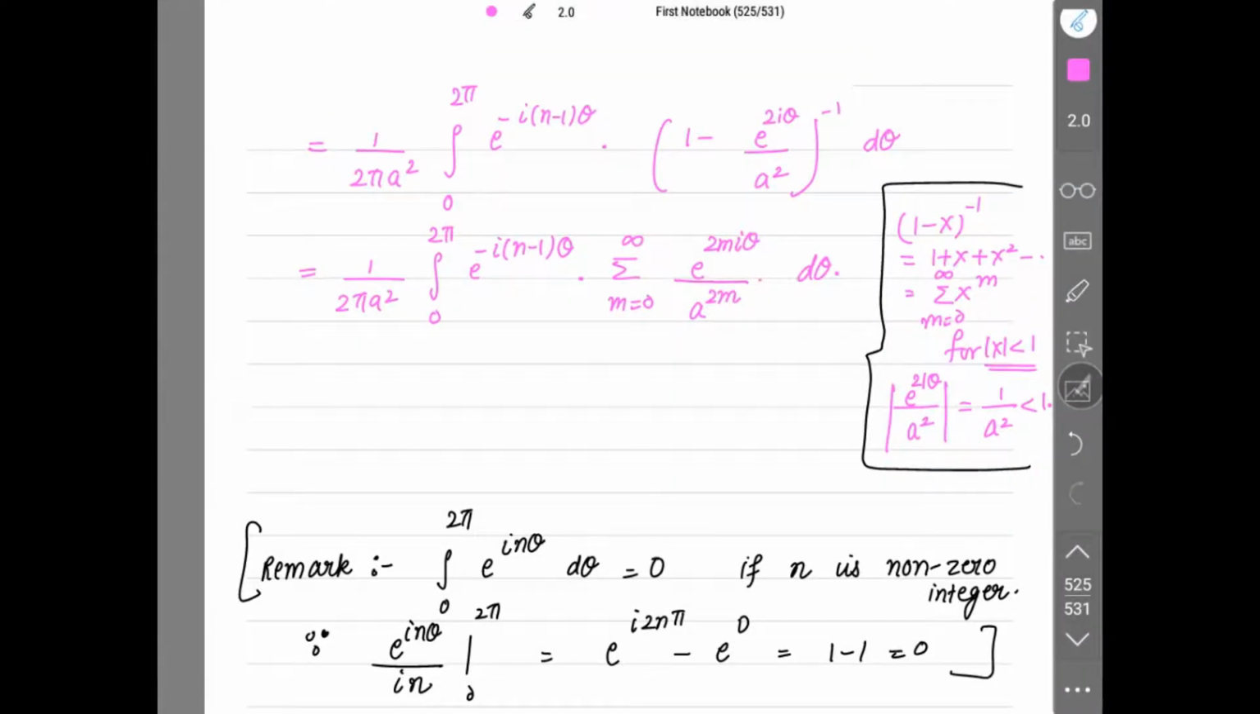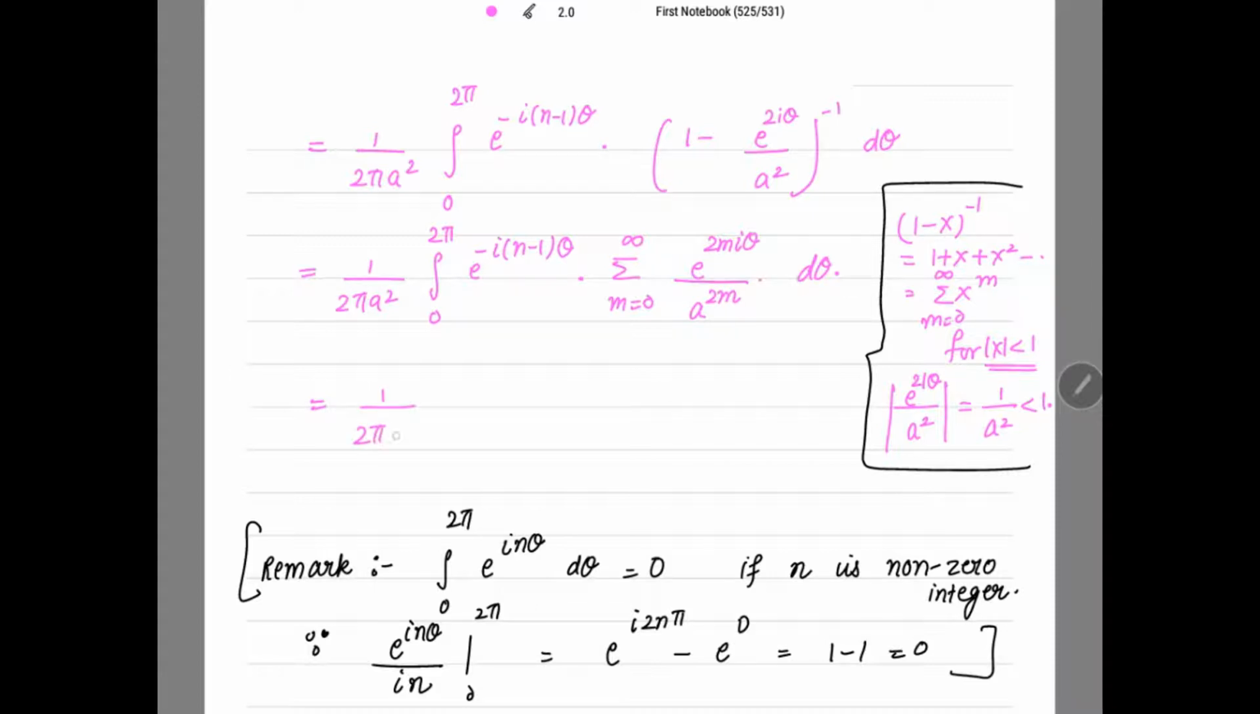Alright. Now in the next step, I would like to take this summation outside of the integral. Now when can the summation be taken outside? If the series is uniformly convergent. Now why is the series uniformly convergent? Because this is your GP series, right? So it is converging uniformly. Being the GP series, the convergence is uniform. So I am taking the summation outside.